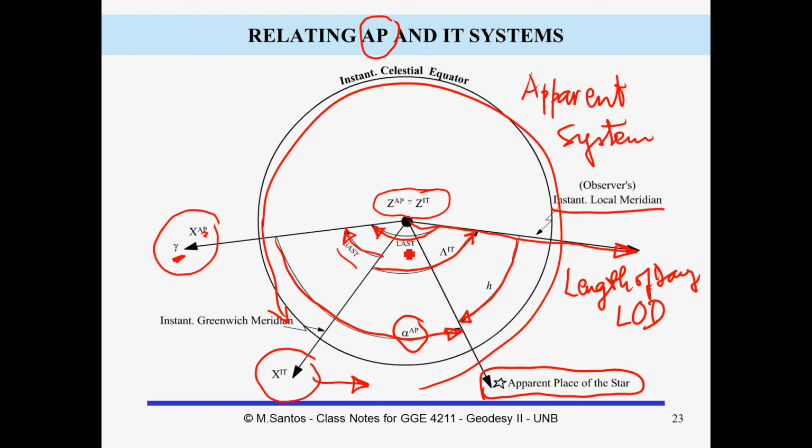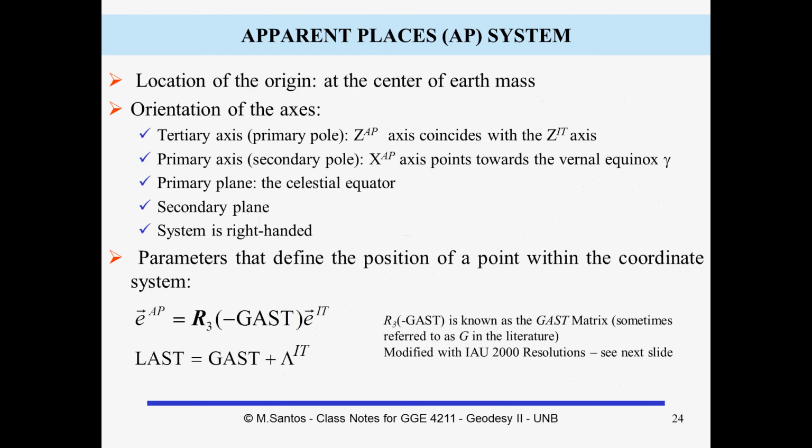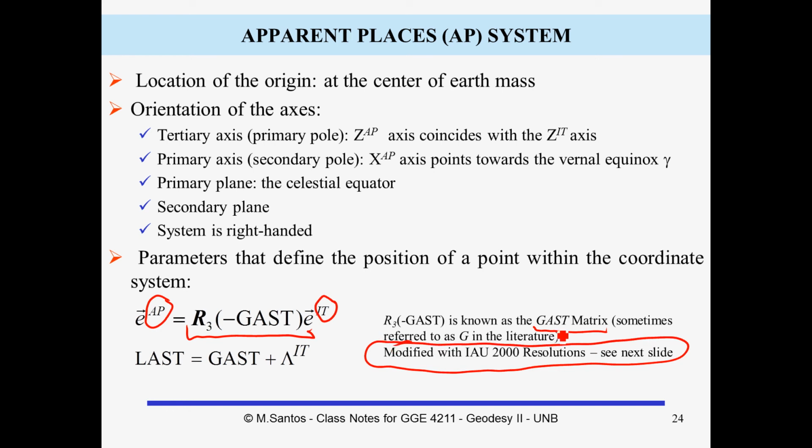That's important. So the relationship between these two systems, the system of apparent places and the instantaneous terrestrial, is just one rotation, and the argument is GAST. That's why people call this matrix the GAST matrix, and they refer to it as G in the literature. The thing is that recently it was changed. We don't use GAST anymore.